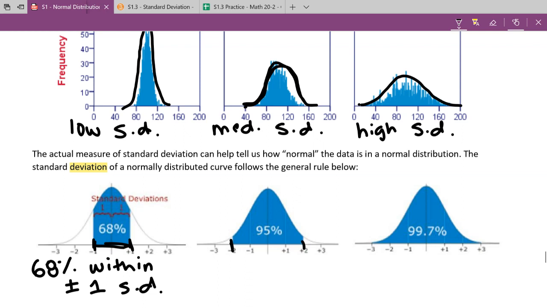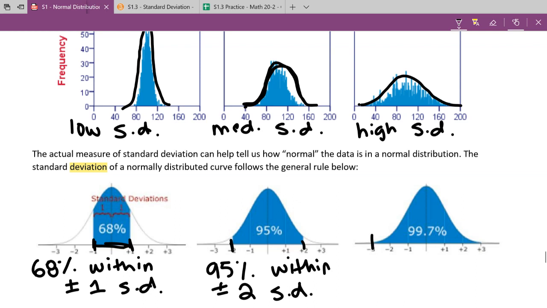If I then go down another, so I'm 2 standard deviations below the mean. So in this example, if I was to go 20 points below the mean, below the average, and also 20 points above the average, 95% of all of the data that I've collected, so if I collected 100 scores, 95 of them would be within those 2 standard deviations. So plus or minus 2 standard deviations from the mean.